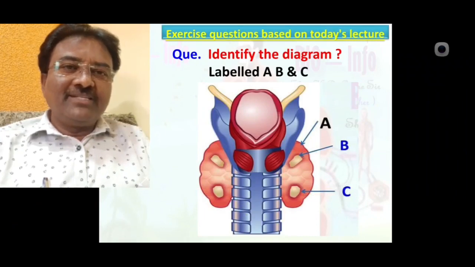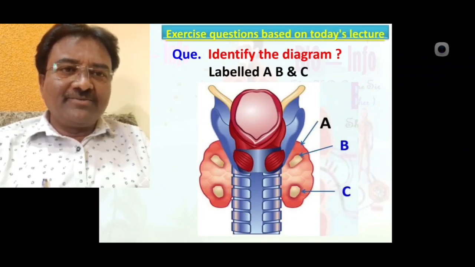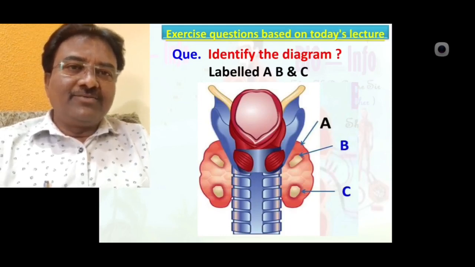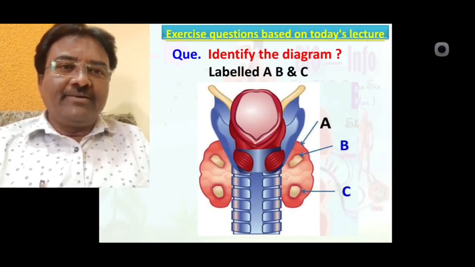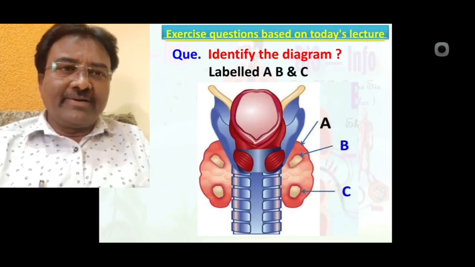Up to this, today's lecture is completed. Hope that you understood everything. In today's lecture, we discussed in detail two major endocrine glands: the parathyroid gland and the thymus gland.